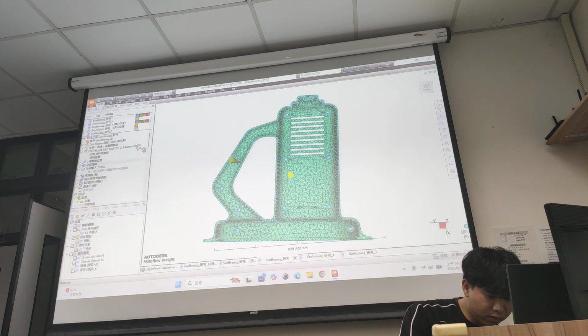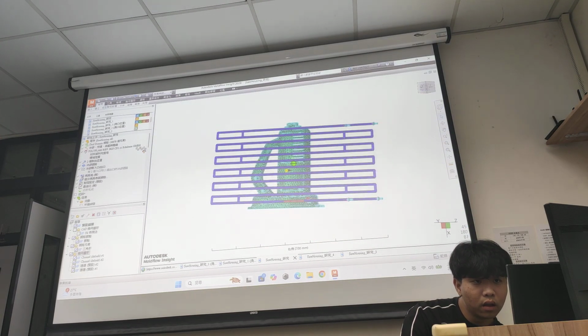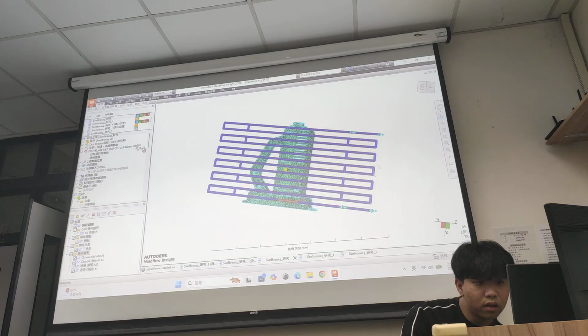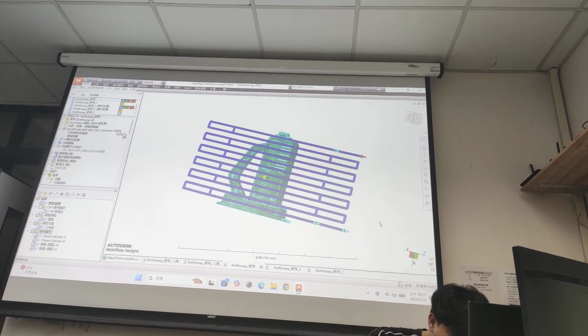Next, set the tube outline. Assign tube for an outline.